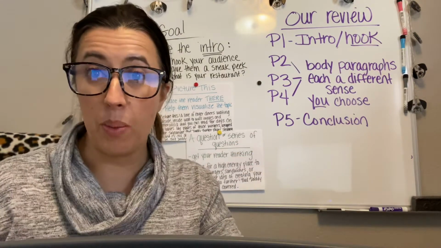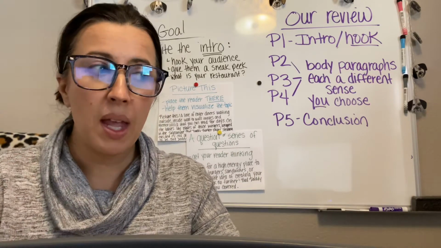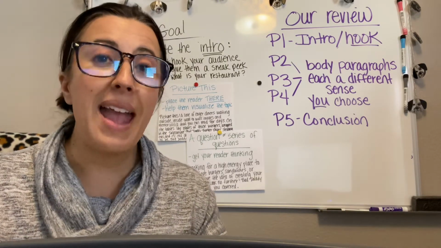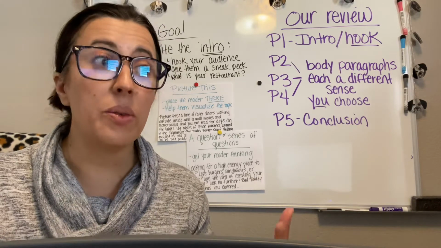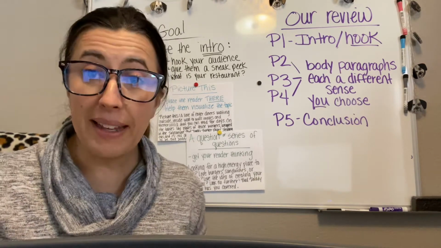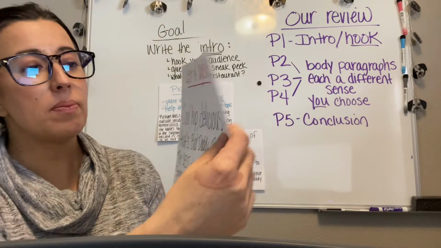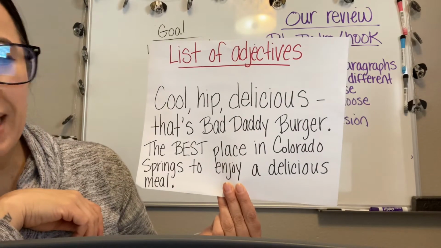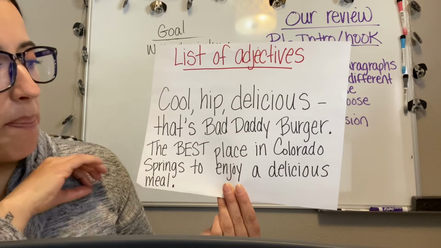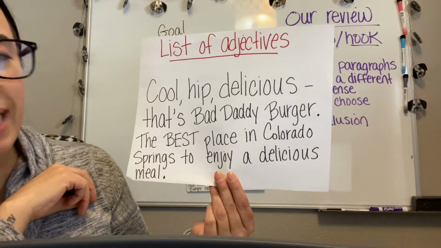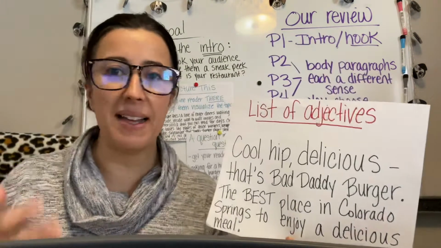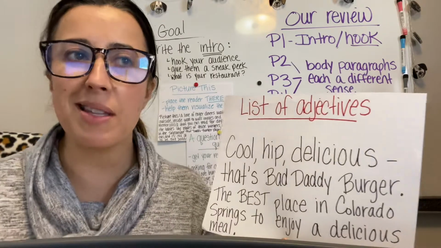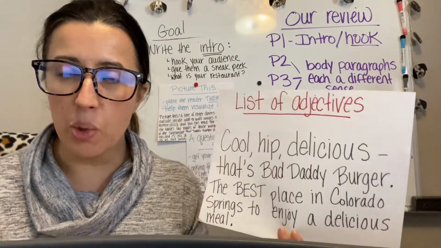Because that's part of my work and because it's going to be part of your work, I don't think there's anything wrong with you pulling up the website of your restaurant and using it as inspiration and research. That definitely helped me as I was writing all of these introductions. But this is what a list of adjectives looks like. Cool, hip, delicious. That's Bad Daddy Burger, the best place in Colorado Springs to enjoy a delicious meal. Again, I had to think, how would I describe this restaurant? And those three words, to me, that's what popped in my head first. So I went with it.